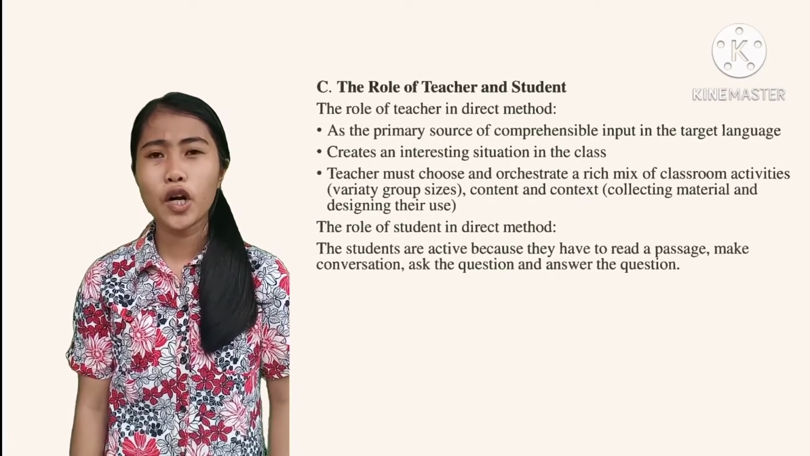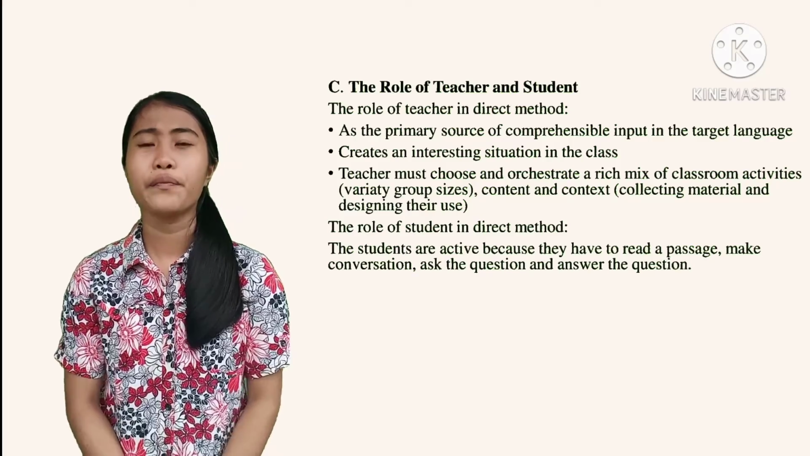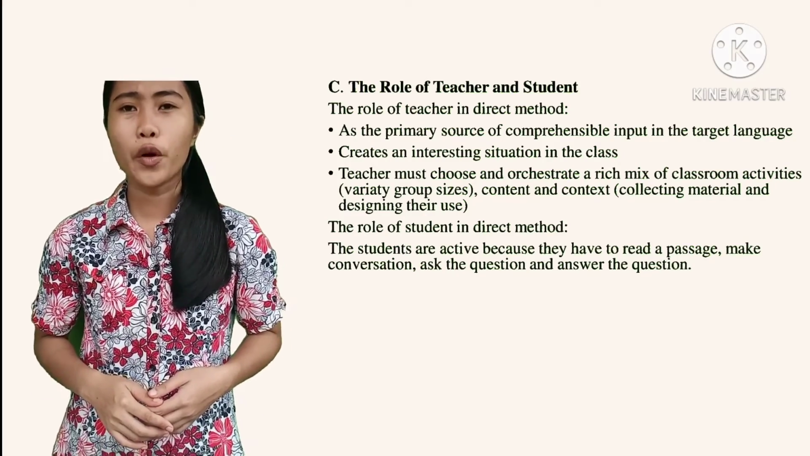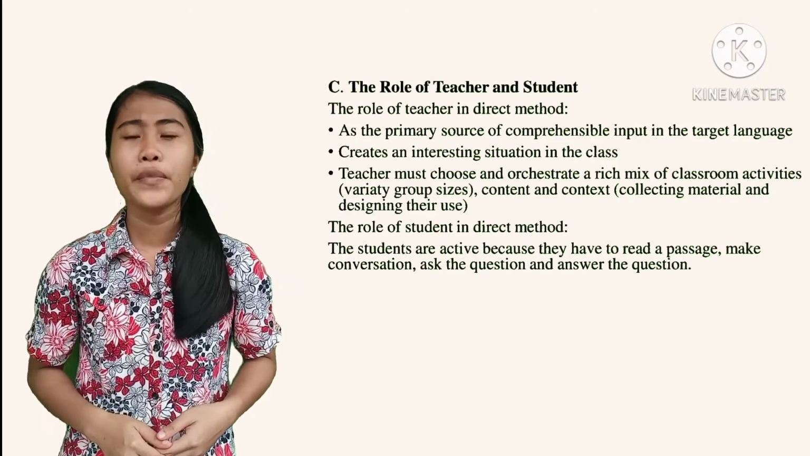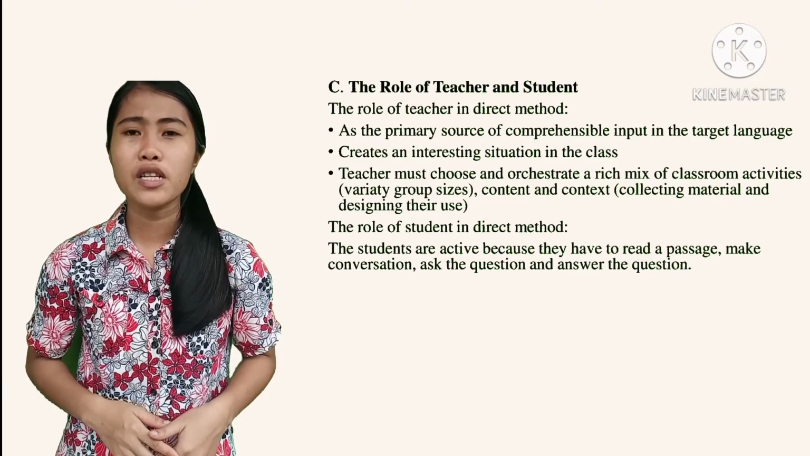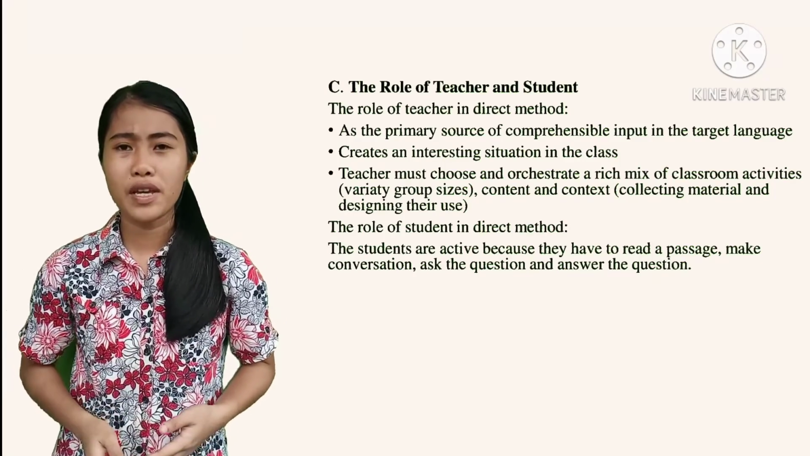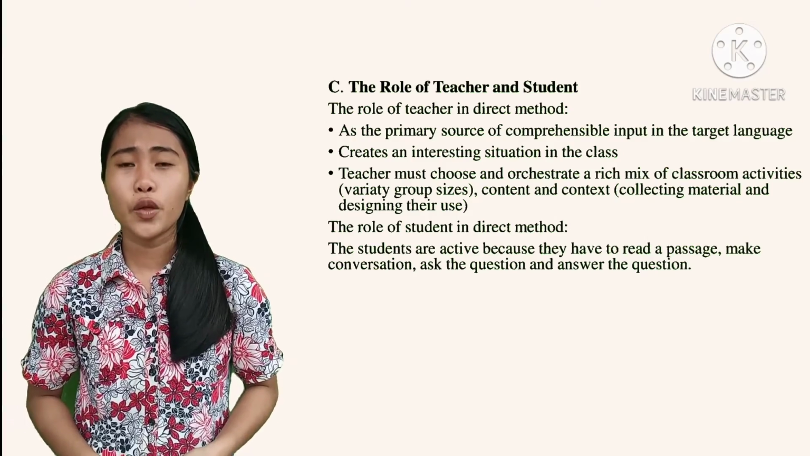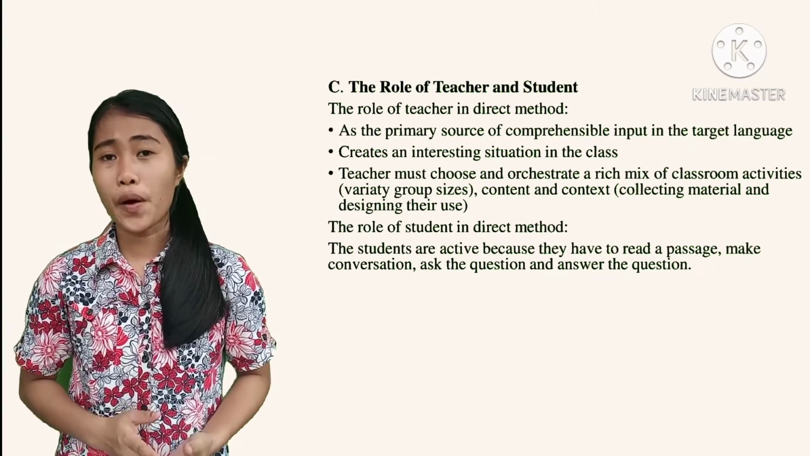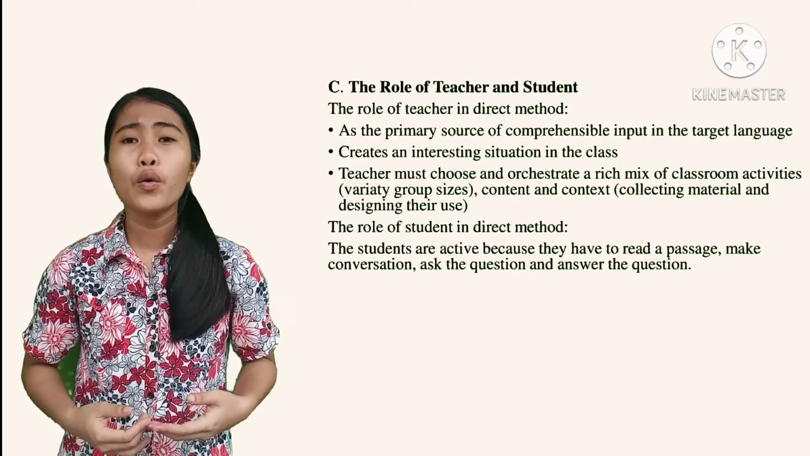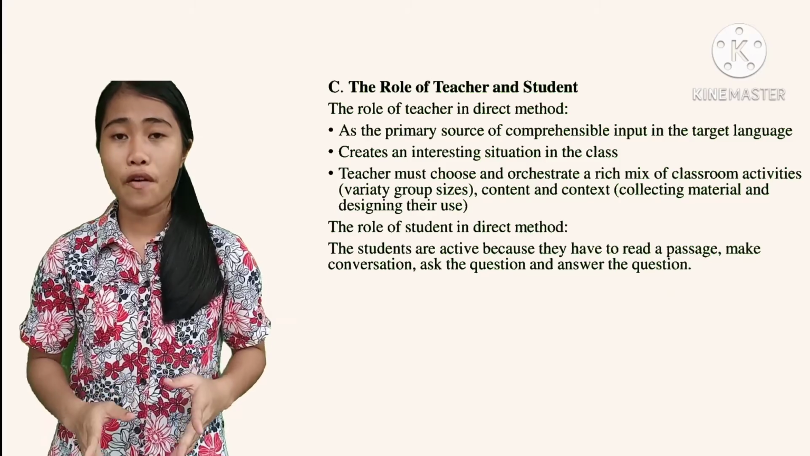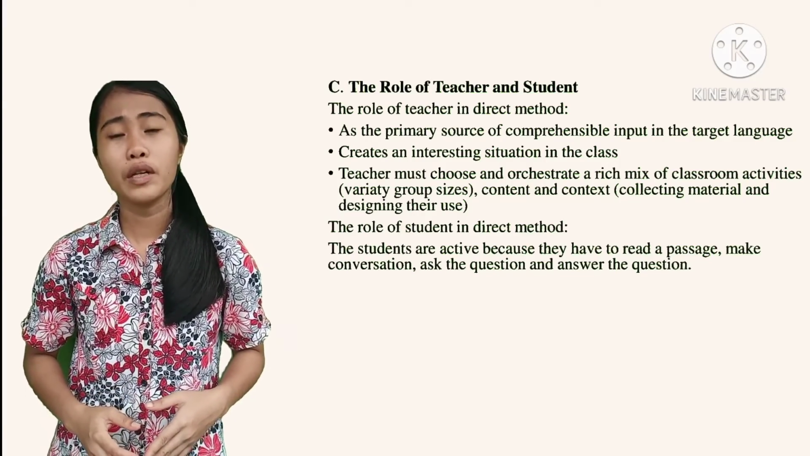I continue to explain. My explanation is about the role of teacher and students in direct method. The role of the teacher in direct method is first as the primary source of comprehensible input in the target language. In this part, the teacher is the primary source that provides information in the target language. Second, create an interesting situation in the classroom. In this part, the teacher builds an interesting atmosphere for students so that learning is fun and students are comfortable to learn.